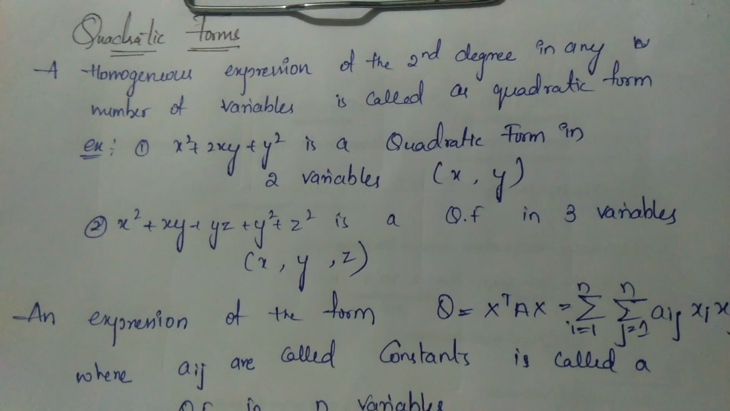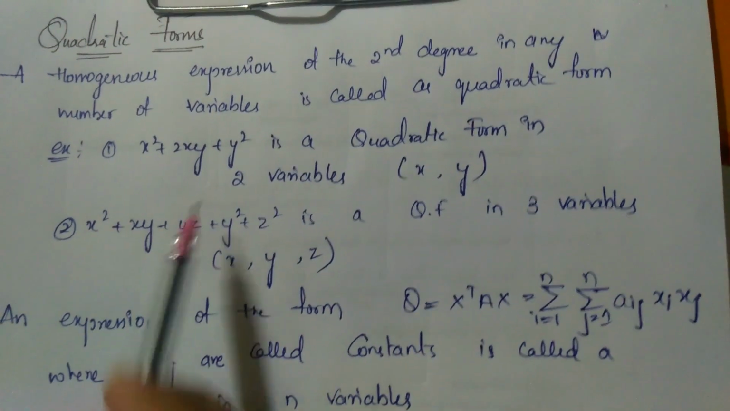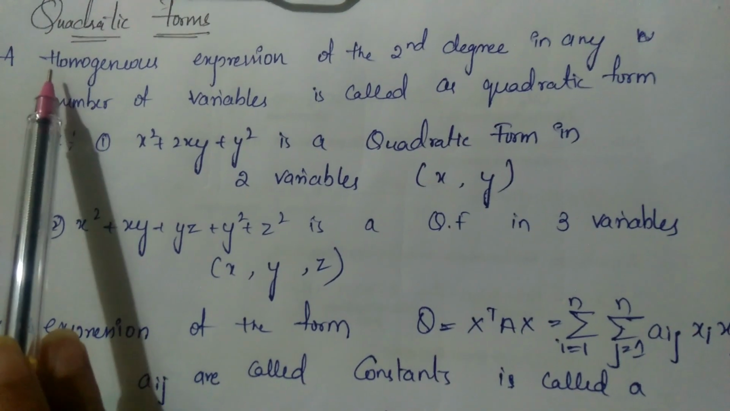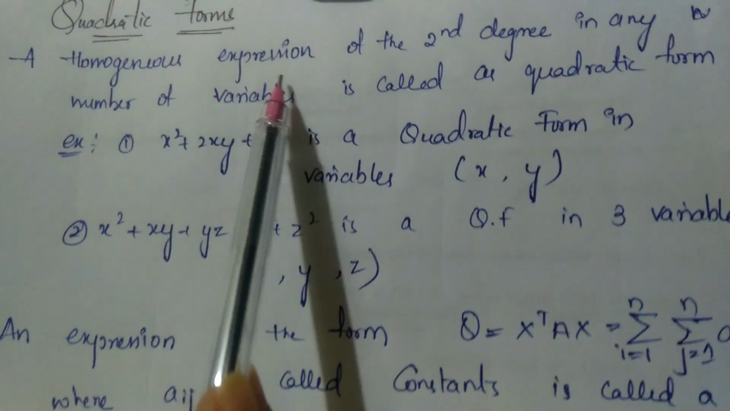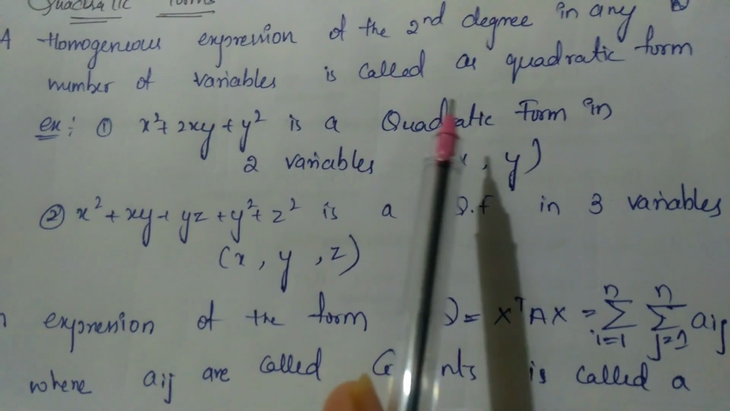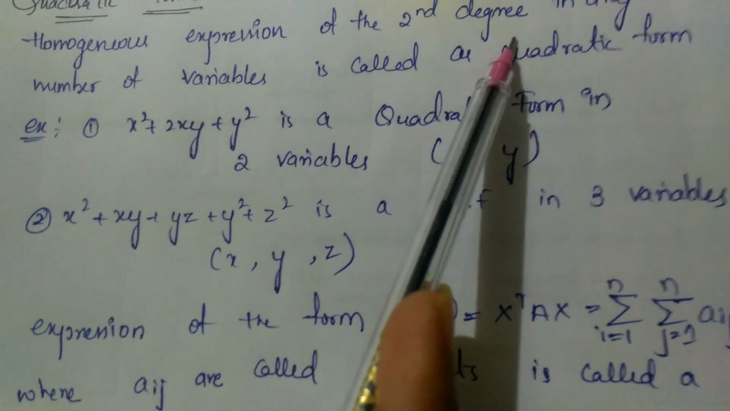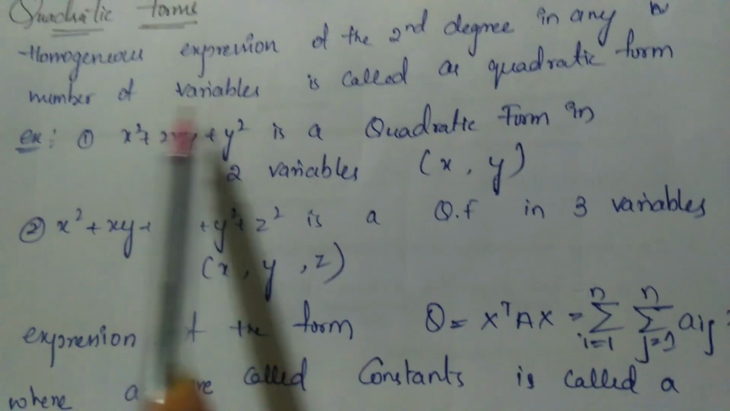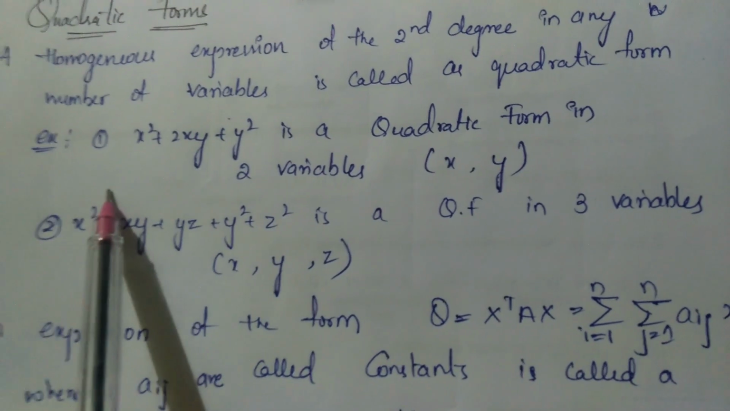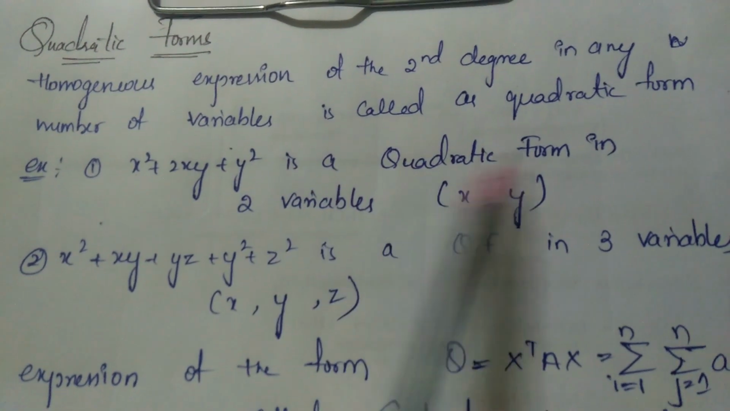Guys, in this video we'll discuss a few topics like quadratic forms. And here we go with quadratic form. A homogeneous expression of the second degree in any number of variables is called a quadratic form. So it has the second degree and it can have any number of variables. If we see the example here, x square plus 2xy plus y square is a quadratic form.